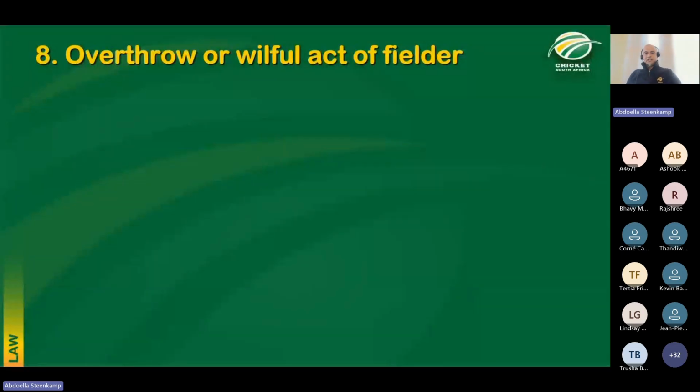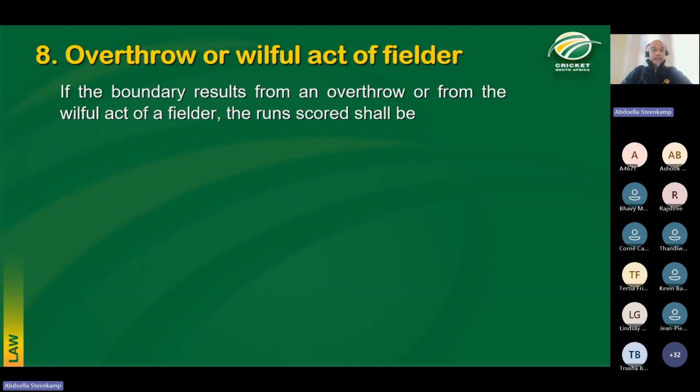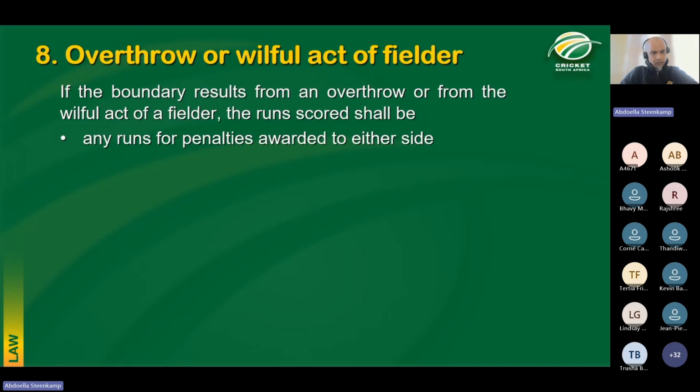So what happens if there's an overthrow or a willful act by the fielder, and this results in a boundary? How will the runs be scored? As follows. If there were any runs for penalties, those stand. If there was a no ball or a wide, that will stand. You will give the allowance for the boundary. So if it goes over the boundary, let's say boundary 4, that allowance for the boundary counts.